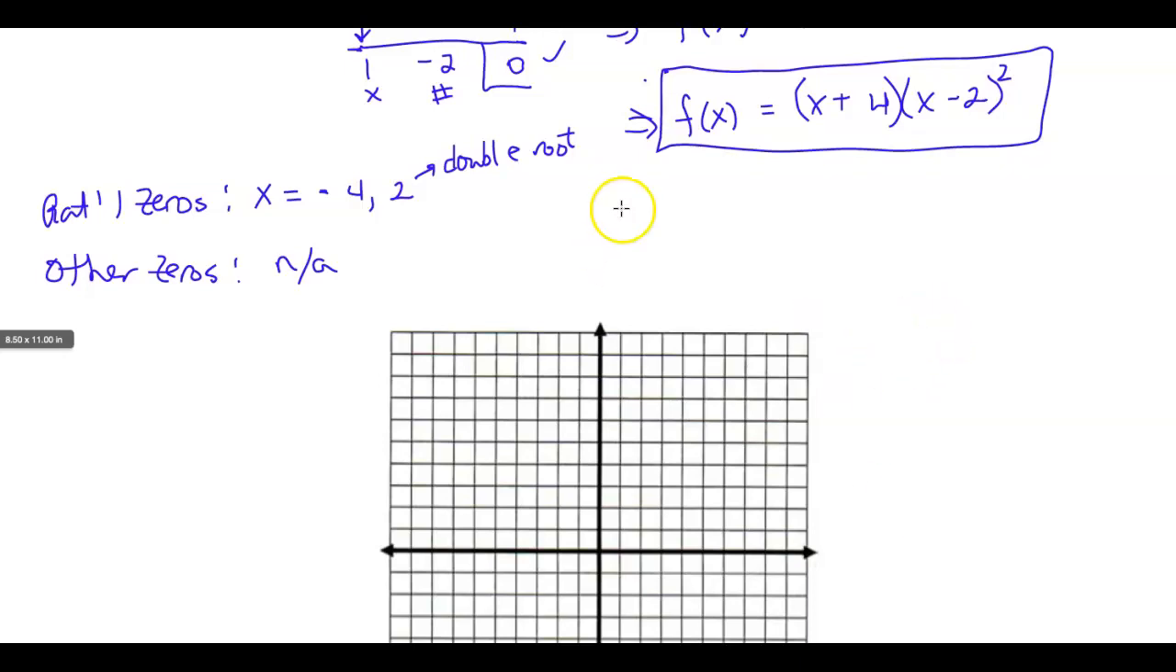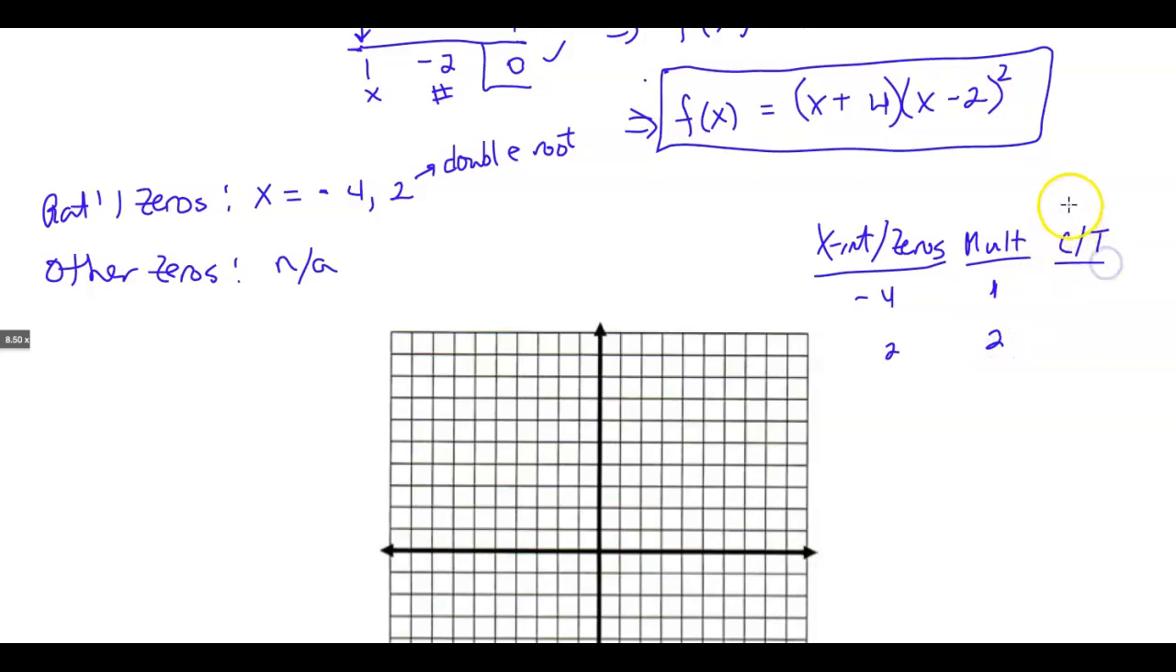And so here we know that if we have x-intercepts or zeros at -4 and 2, the corresponding multiplicity for this particular zero, which goes along with the x plus 4 factor, is 1. And for the x equals 2 zero, the corresponding factor has a multiplicity of 2 because the factor shows up twice.